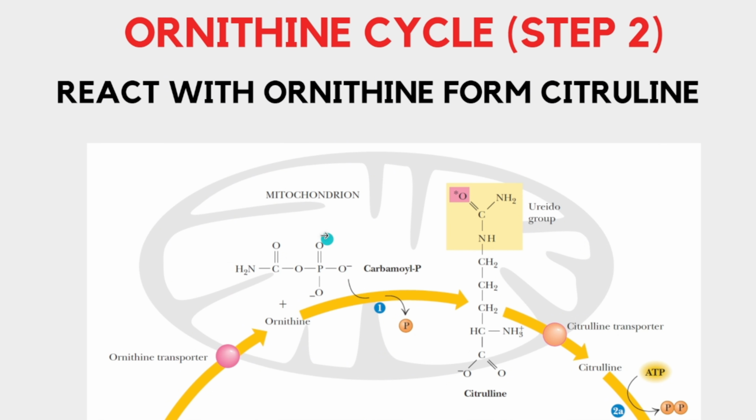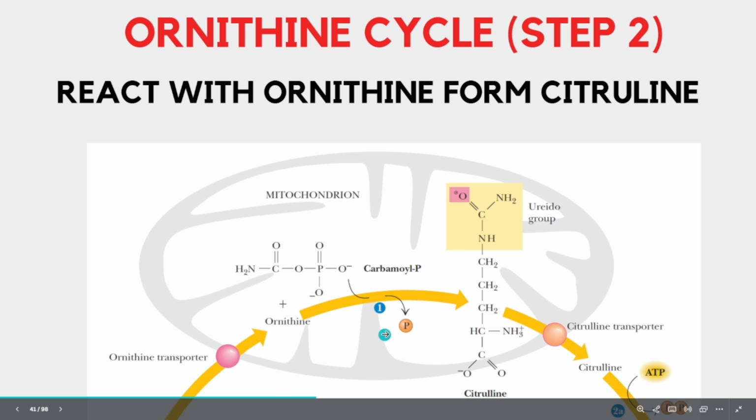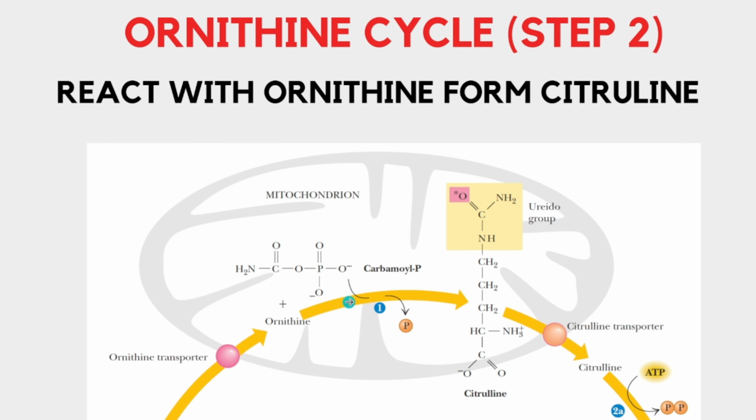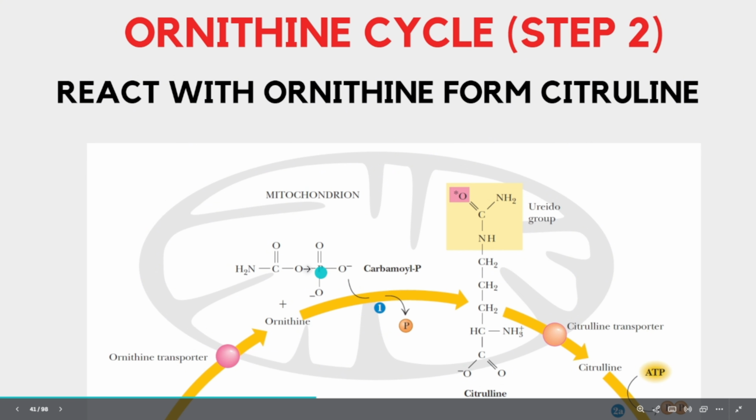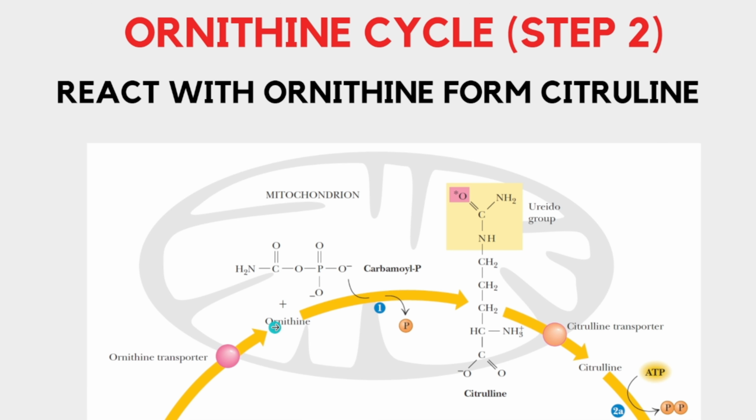After that, this carbamoyl phosphate reacts with ornithine to form citrulline, releasing one phosphate group. There is no other side product, and nothing added: no ATP, no water, no carbon dioxide. They just react together to form citrulline. Because the first substrate in the cycle is ornithine, they call it the ornithine cycle.